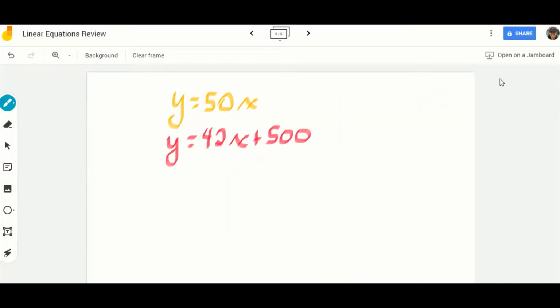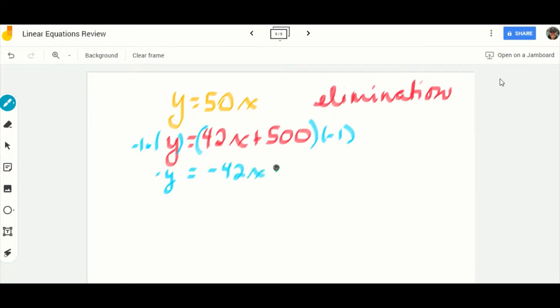The last way that I can solve this system of linear equations is through elimination. We have to do a little bit of manipulation because we want to add these two equations together and get rid of one of the variables. Well, I can see I have a y and a y. So if I multiply both sides by -1, and I multiply this side also by -1, this becomes -y is equal to -42x minus 500, and that's just applying distribution to both parts of the equation. So now if I look at the first one, y equals 50x, and I have -y equals -42x minus 500, I can now add these two together.